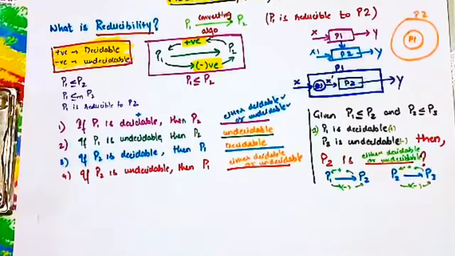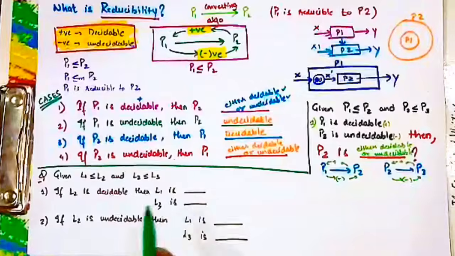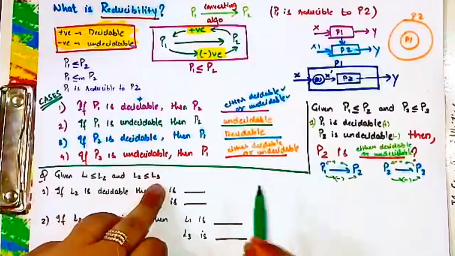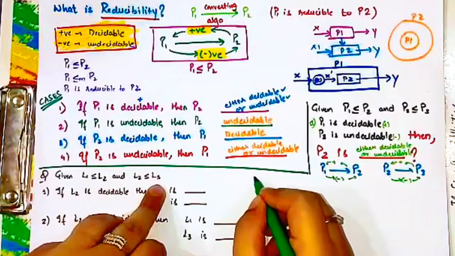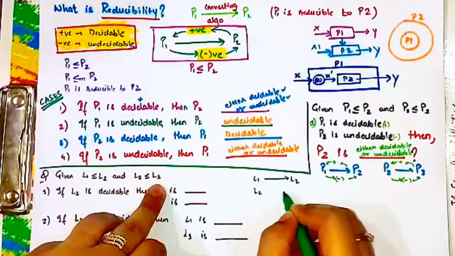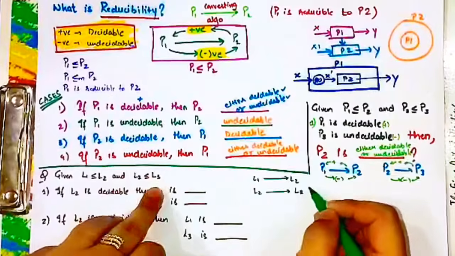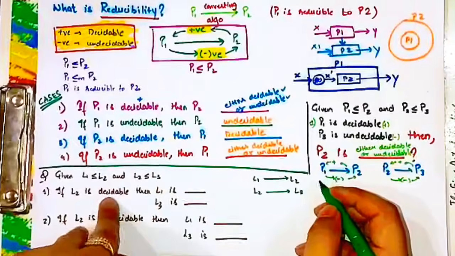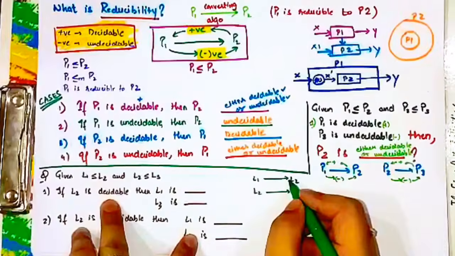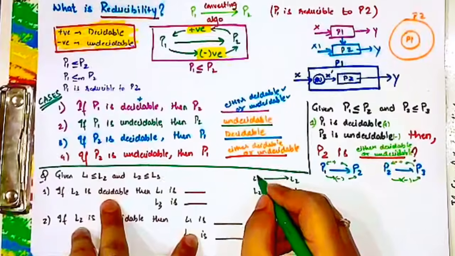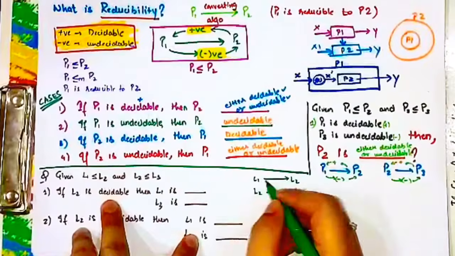Now let's see one more question. It is given that L1 is reducible to L2 and L2 is reducible to L3. So let's write first: L1 is reducible to L2 and L2 is reducible to L3. Now in the first part of the question it is given that L2 is decidable. If L2 is decidable, then it will pass positivity to the previous problem, hence L1 will also be decidable.